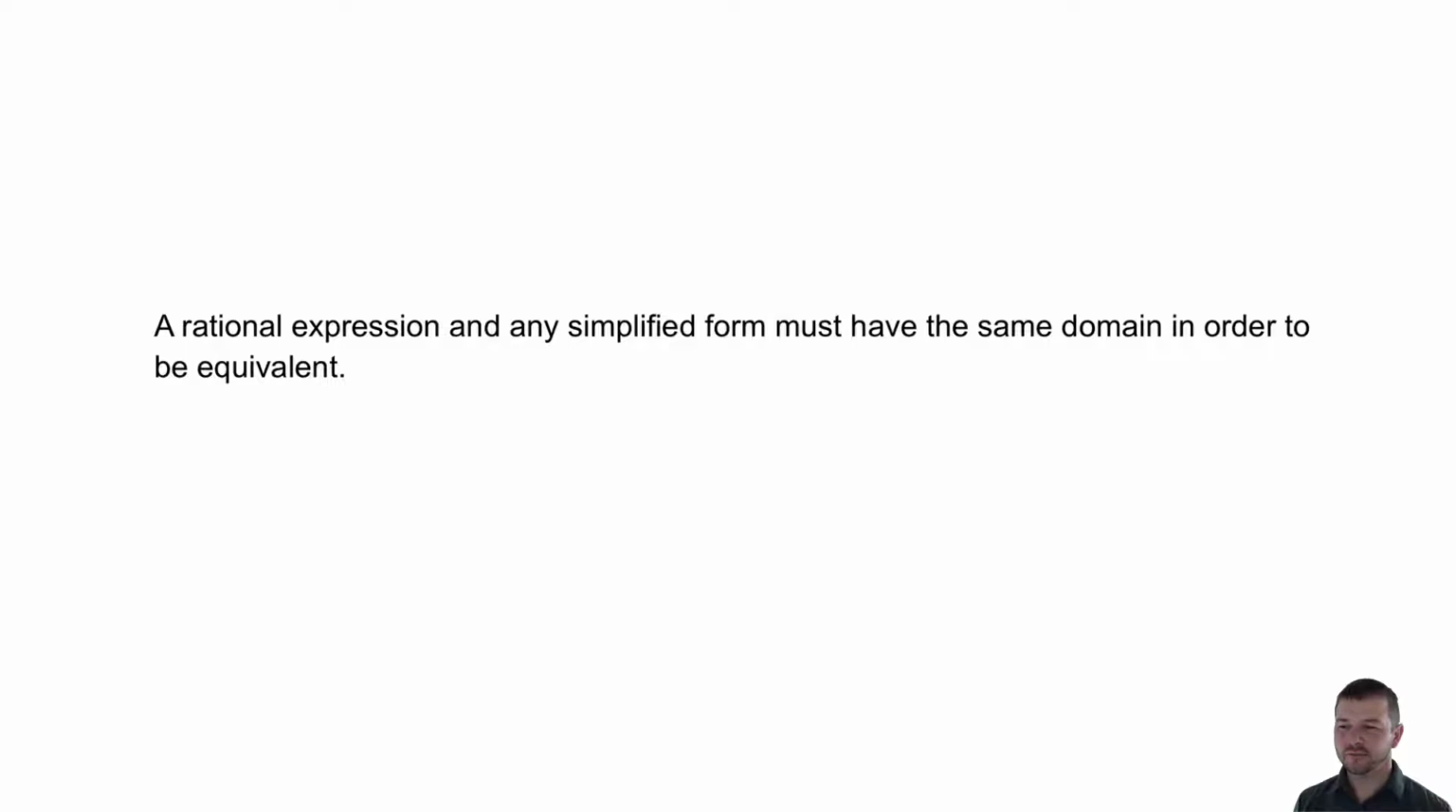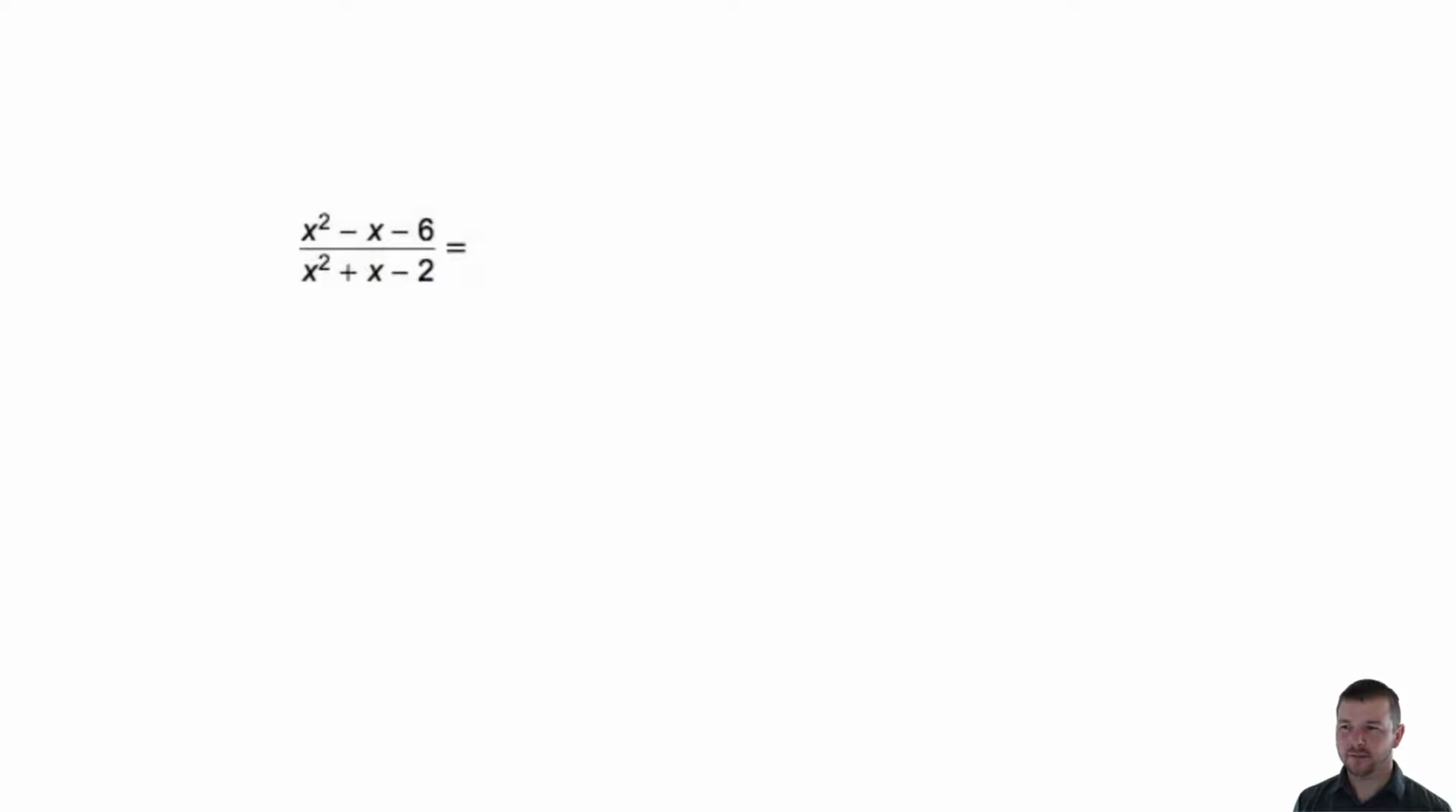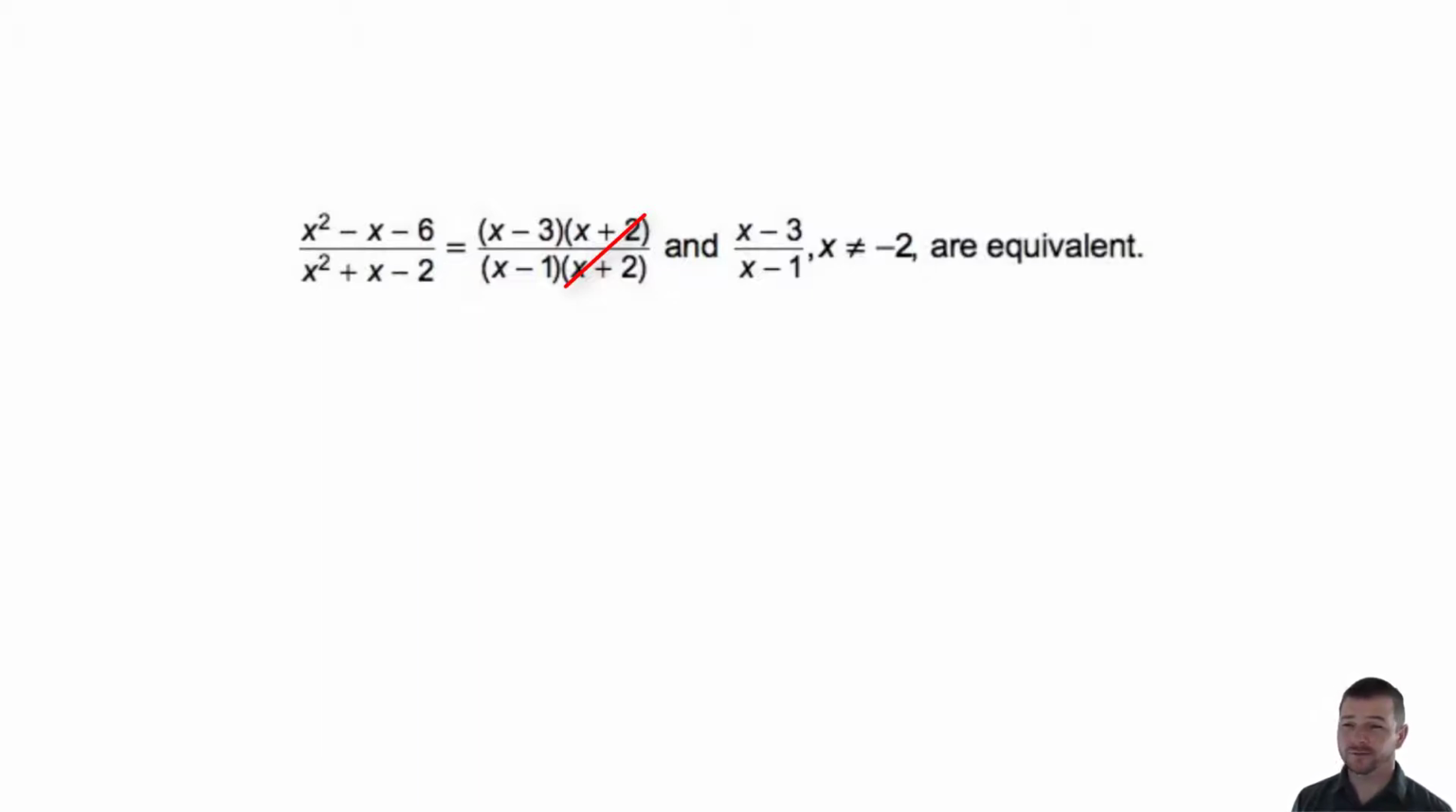A rational expression and any simplified form must have the same domain in order to be equivalent. So note, x squared minus x minus 6 over x squared plus x minus 2 equals x plus 3 times x plus 2 over x minus 1 times x plus 2, a common divisor of x plus 2, and x minus 3 over x minus 1, having reduced the fraction, canceling the common divisor x plus 2, but taking note that x cannot equal negative 2, that would lead to a zero denominator in our original expression, are equivalent.